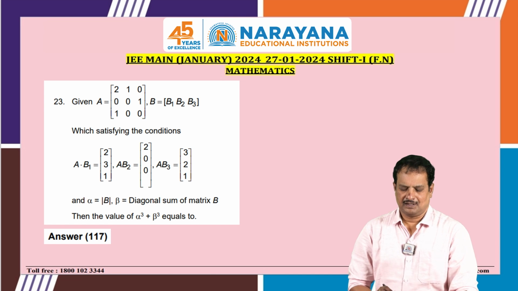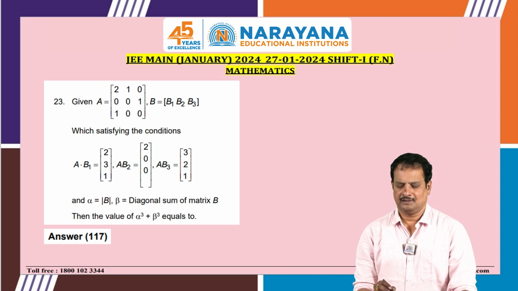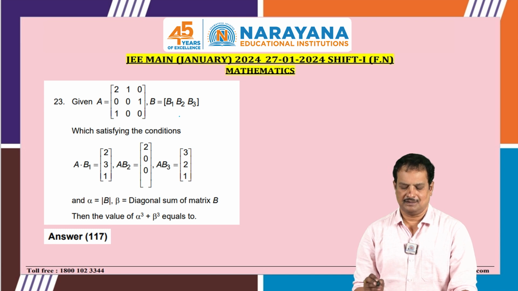This is from the matrices, of course. A is given. What is that one? That is 2, 1, 0, 0, 0, 1, 1, 0, 0. B is a 3 by 3 matrix. This B1 stands for column 1, B2 stands for column 2, B3 stands for column 3, which satisfy the conditions A into B1, some column matrix was given, A into B2, another column matrix, A into B3, third column matrix.